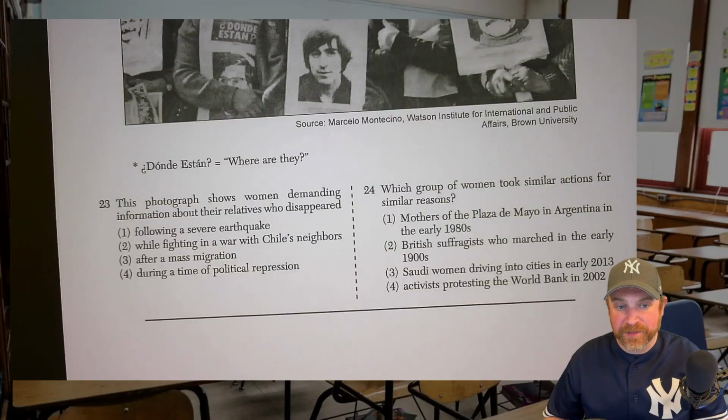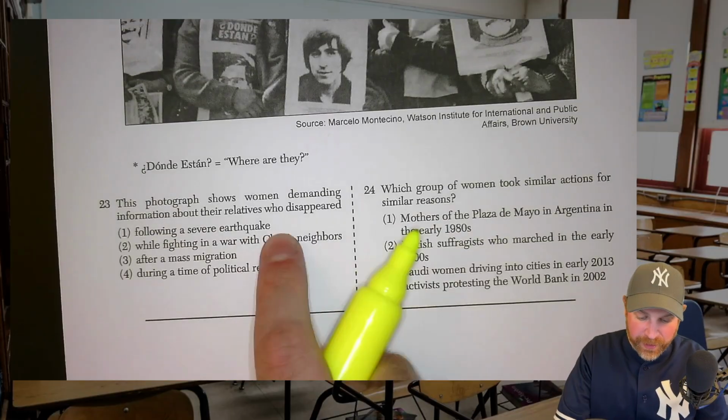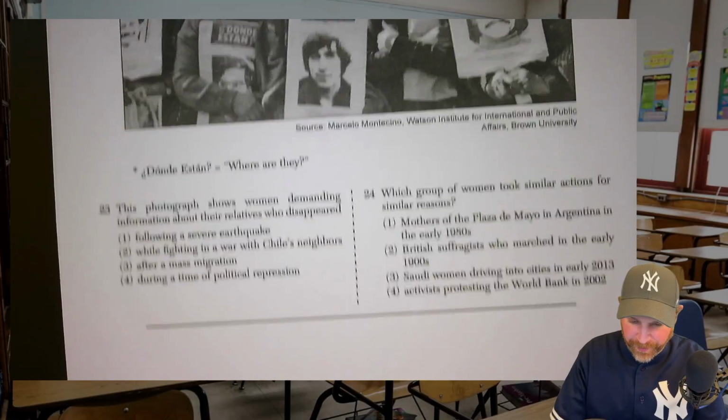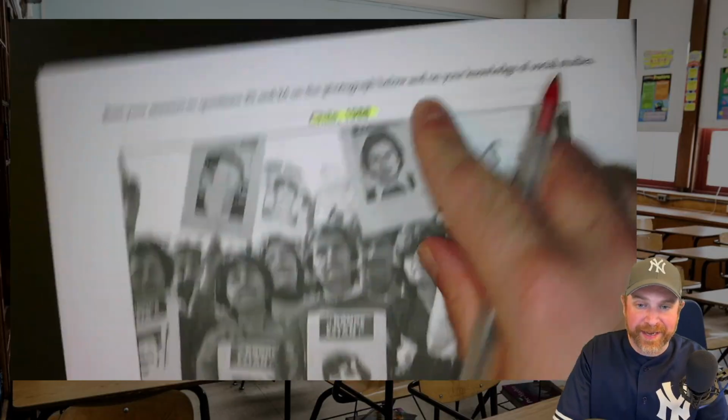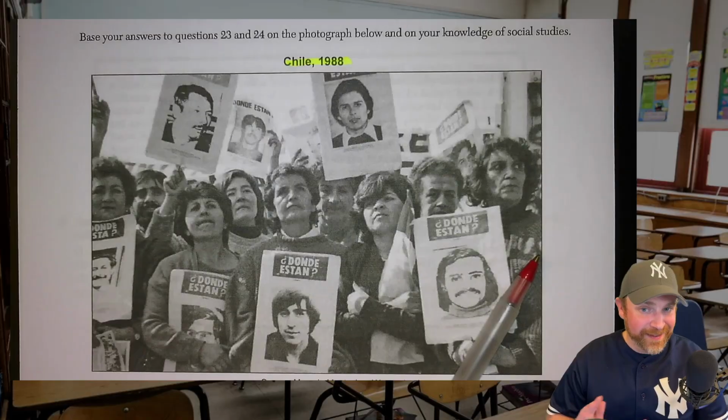So 23 says, this photograph shows women demanding information about their relatives who disappeared following a severe earthquake. That's not going to be our answer here because I know what happened in Chile in 1988. Before this photograph, there was a guy in power called Salvador Allende.